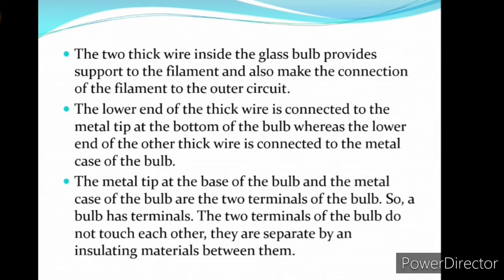The metal tip at the base of the bulb and the metal case of the bulb are the two terminals of the bulb. So, a bulb has two terminals. The two terminals of the bulb do not touch each other. They are separated by an insulating material between them.